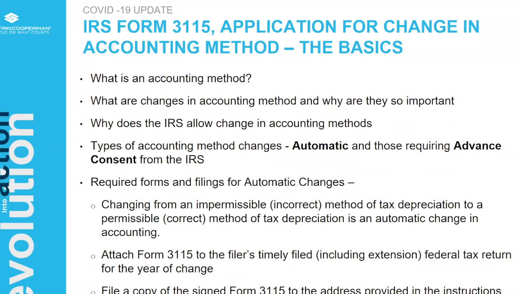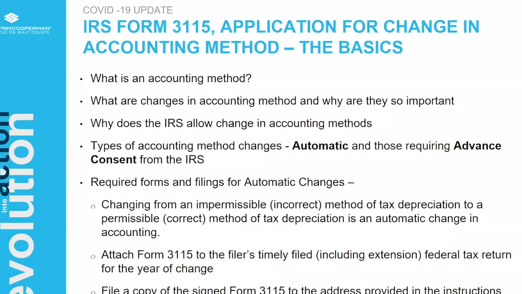Why does the IRS allow changes in accounting methods? Well, basically, it's really just to encourage compliance. Once a taxpayer adopts a method of accounting for an item, the taxpayer must obtain the consent of the IRS to change its method of accounting. There are two ways to accomplish this. First, by filing Form 3115 under the automatic change procedures, or by obtaining the advance consent of the IRS. The instructions to Form 3115 currently show 239 automatic changes in accounting.